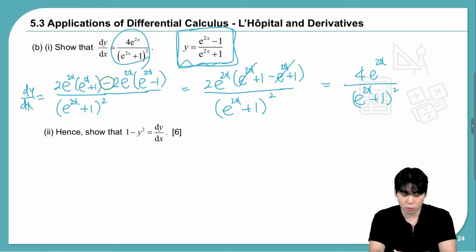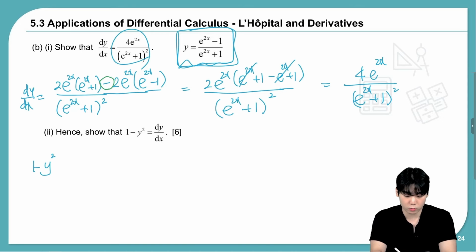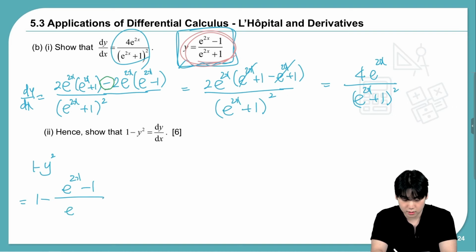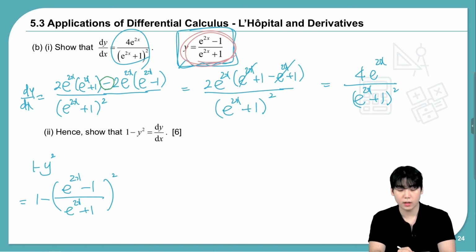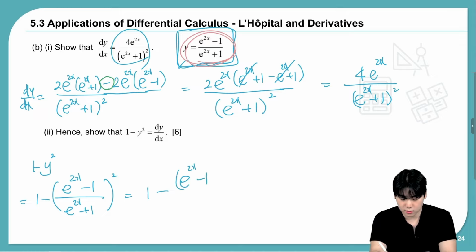So what is 1 minus y squared? Because we know that y is this, right? We're going to sub that in. 1 minus ((e^2x minus 1) over (e^2x plus 1)) all squared. And we just have to expand that. So let's expand it. I can split this into 2 big chunks.